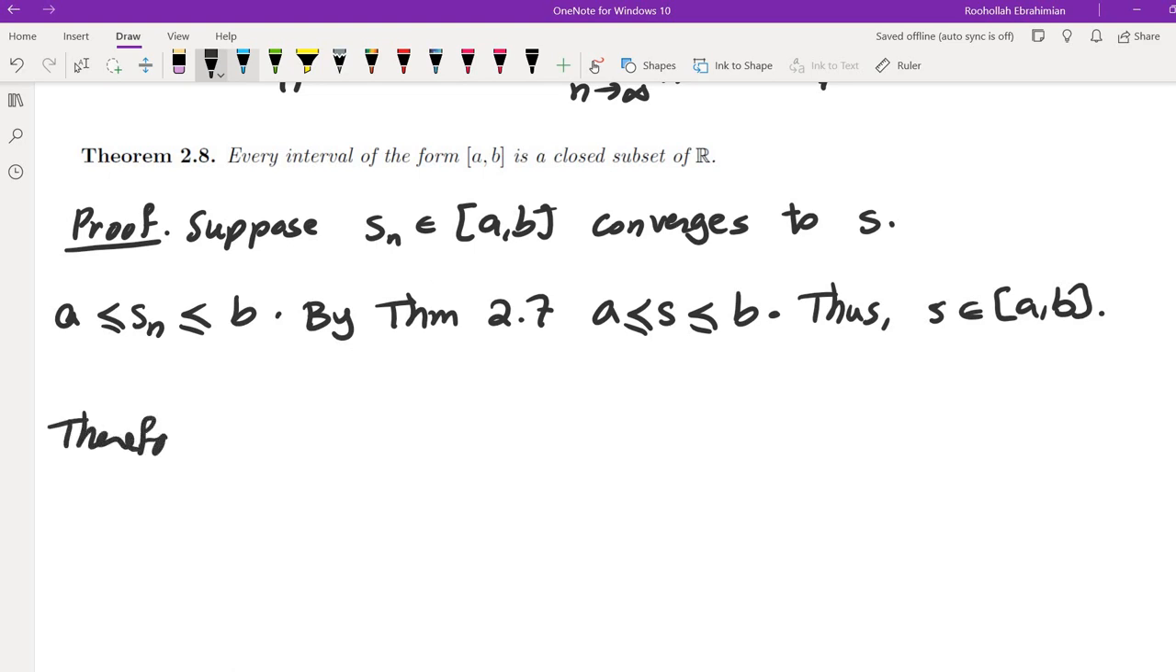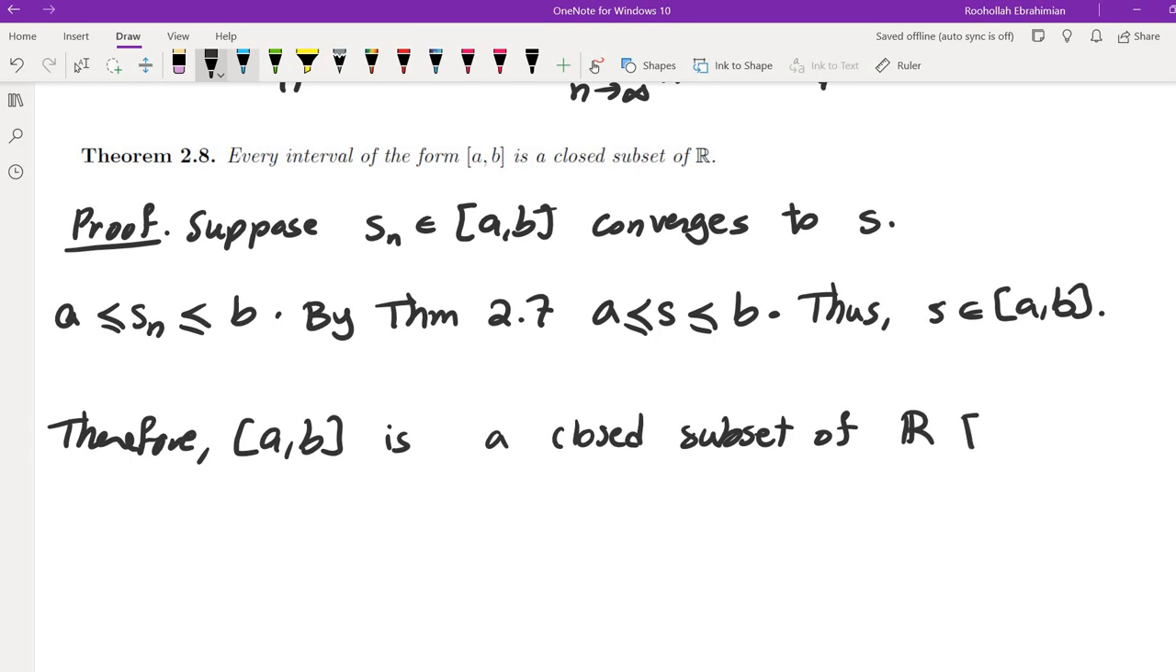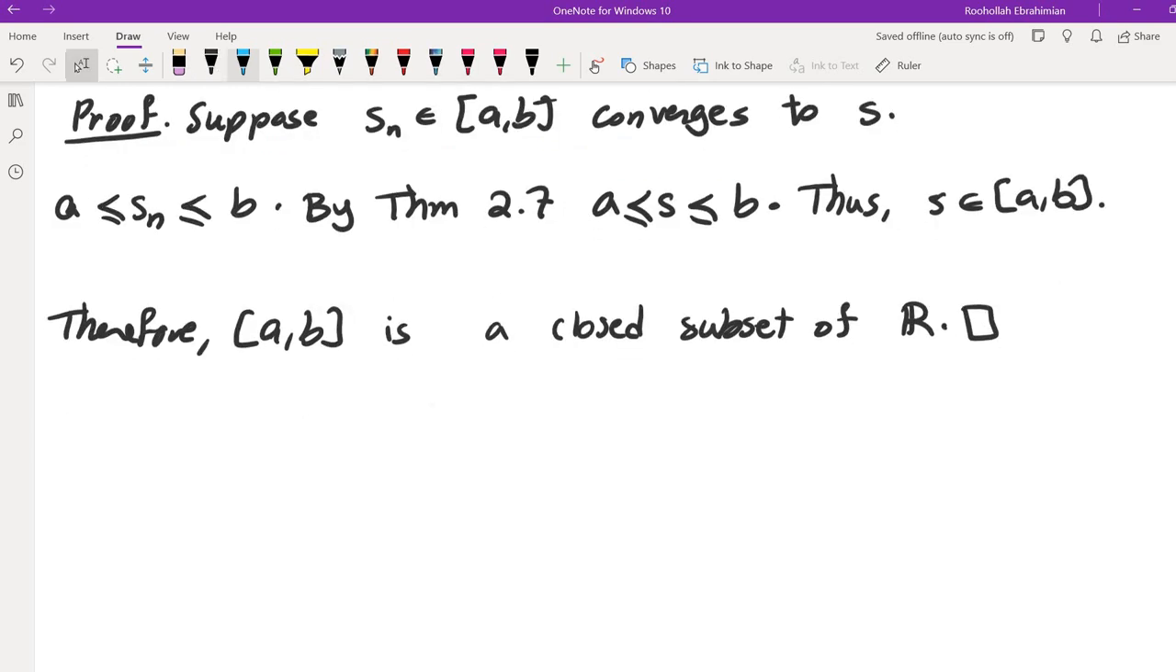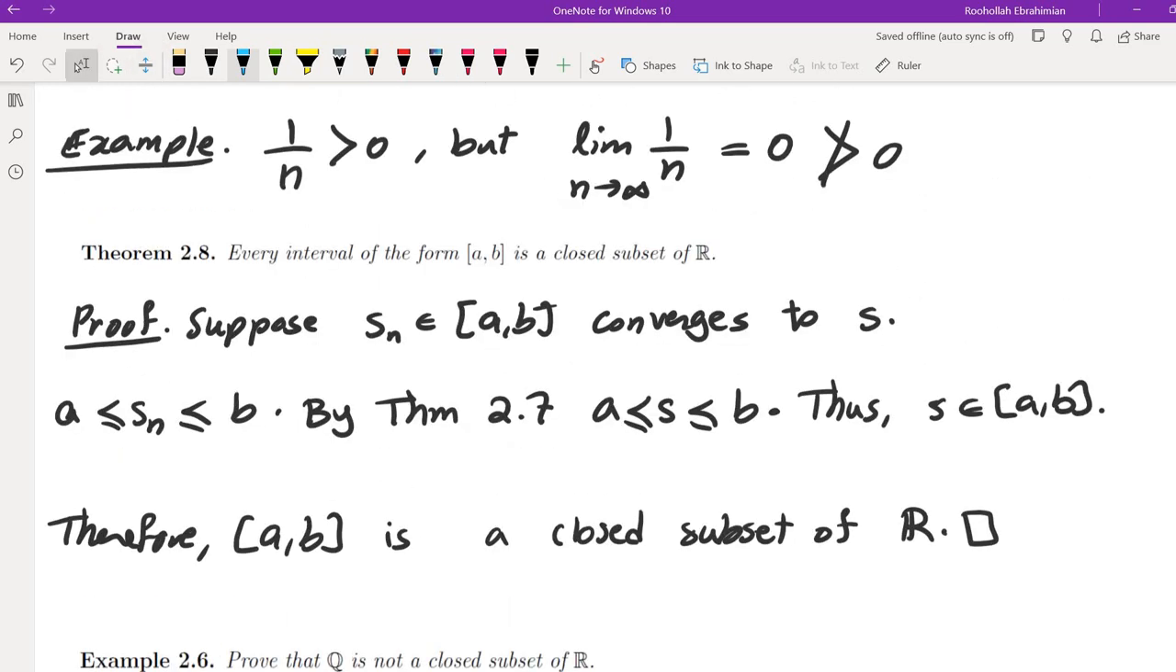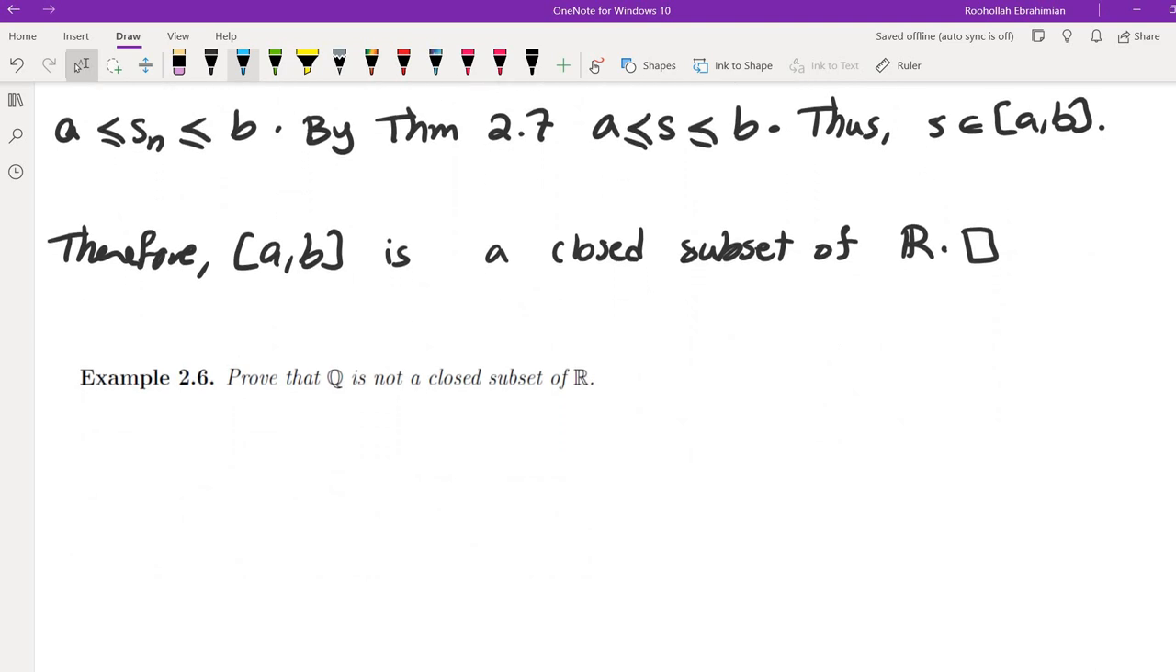Therefore, [a, b] is a closed subset of R. So that's an example, I guess the simplest example, of a closed subset of R.